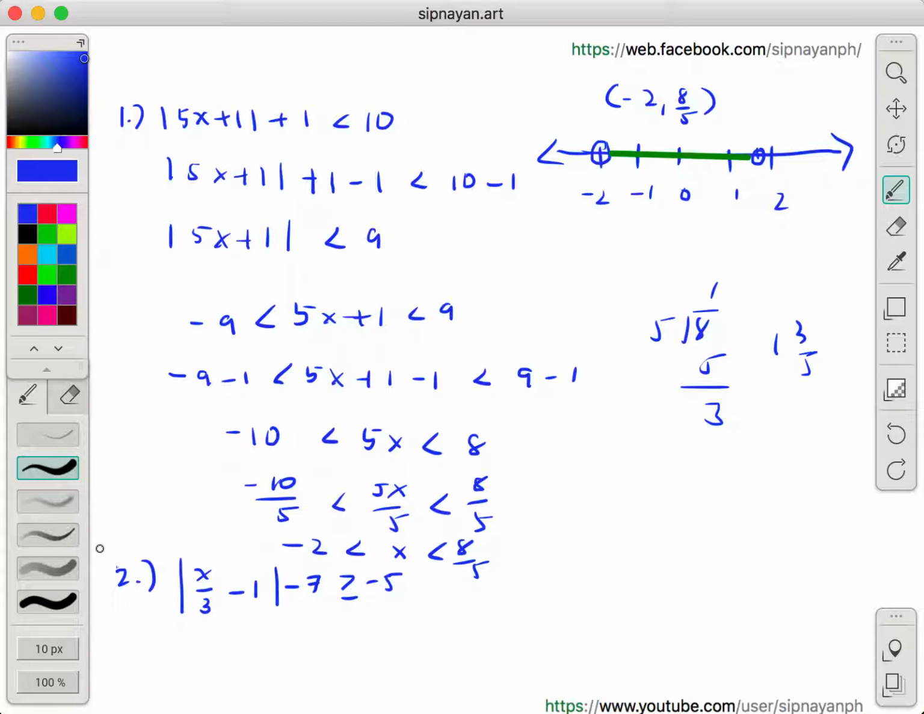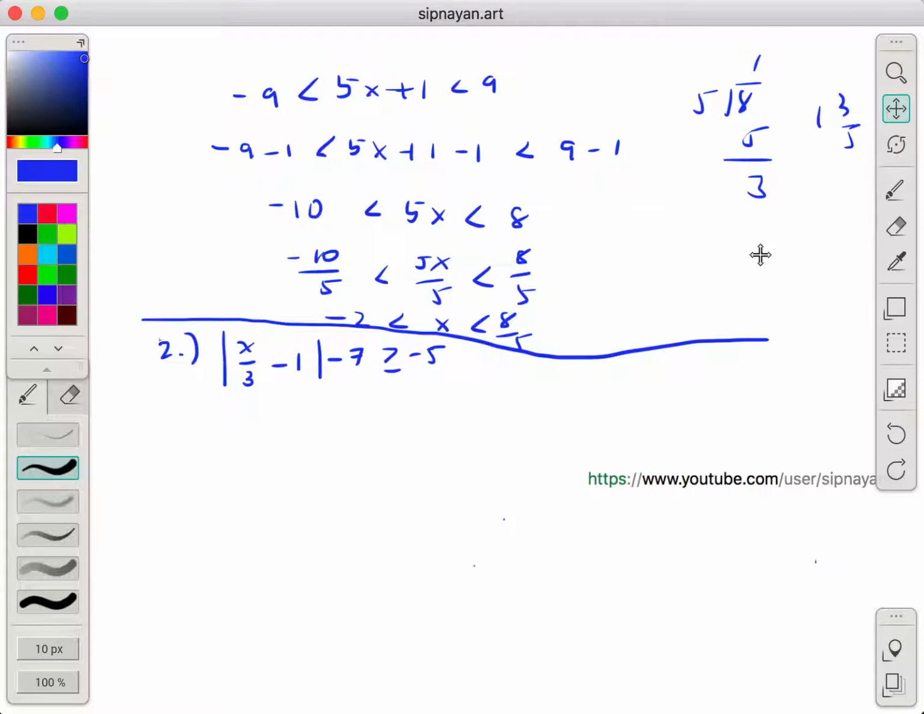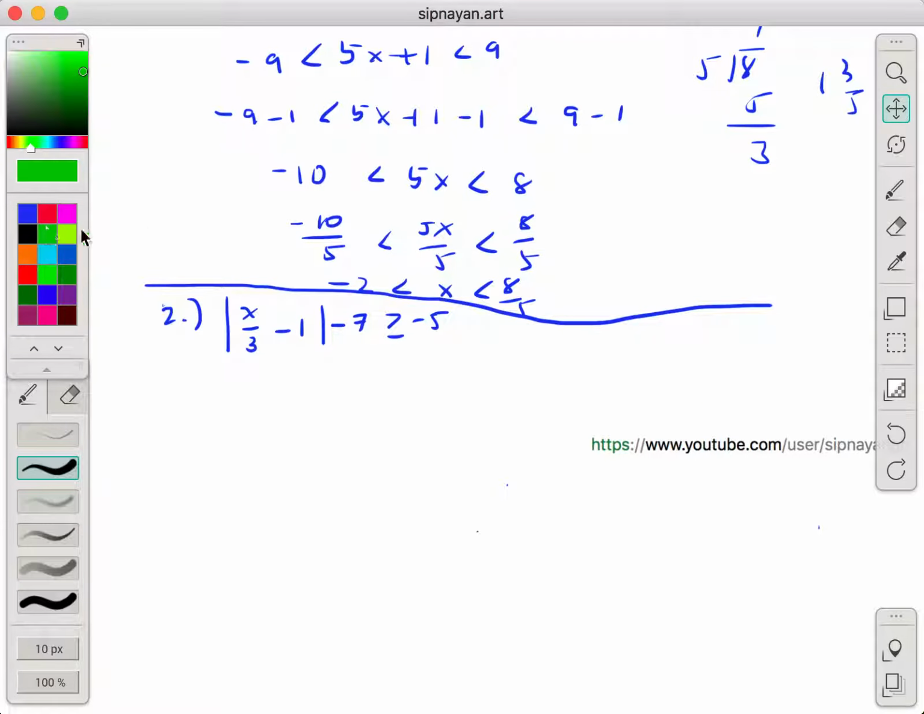Okay, so that's it. Let's proceed to our second number. Medyo may fraction siya ng konti, no? But if you know how to solve equations, master na ng equations pagdating nyo dito. So, dapat masosolve nyo na to, kasi halos pareho lang naman yung equations and inequalities, yung proseso ng pag-solve. No? We look for the value of x.